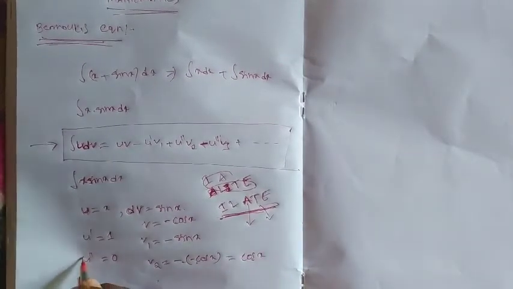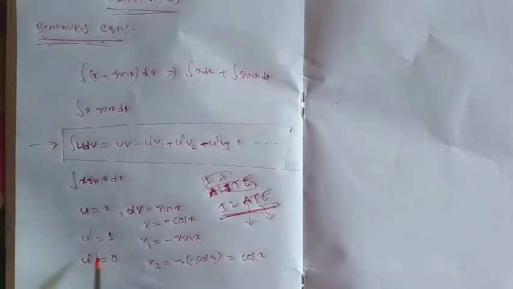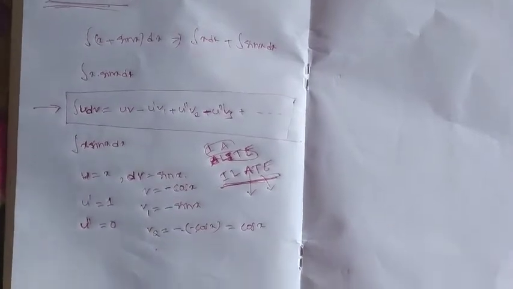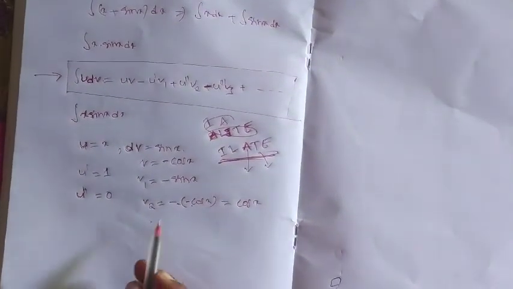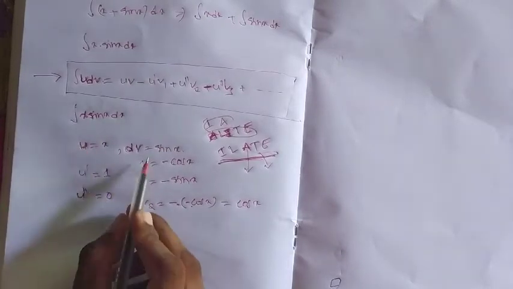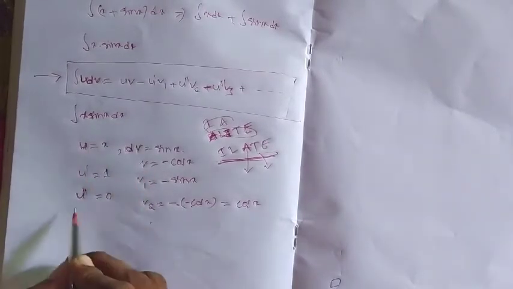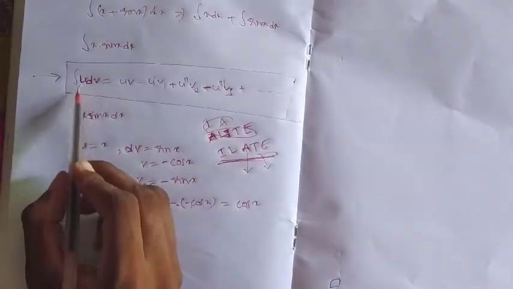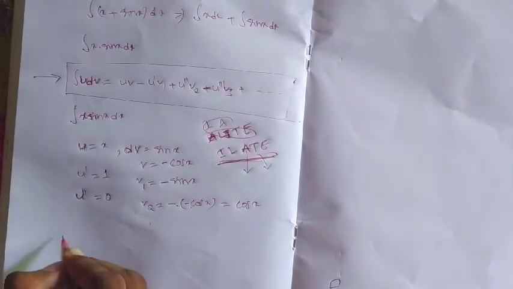So we differentiate this u term two times, and we integrate the v term also two times. Now I have here v, u dash, v1, u double dash, v2. All the values I know, and I'm just putting all these values in this equation.